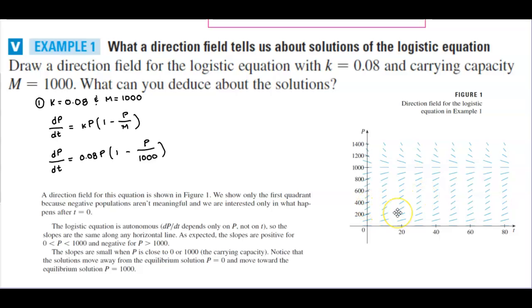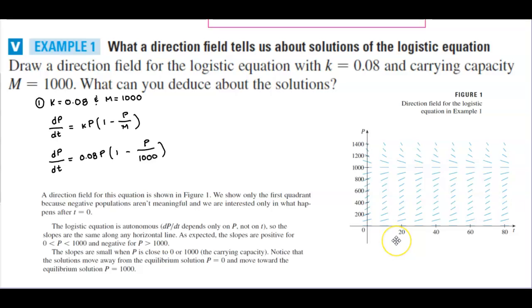We show only the first quadrant because negative populations aren't meaningful, and we are interested only in what happens after t equals 0. Now, the logistic equation is autonomous, meaning that dP over dt depends only on P and not on t. So the slopes are the same along any horizontal line. As expected, the slopes are positive for P in between 0 and 1000 and negative for when P is greater than 1000. The slopes are small when P is close to 0 or 1000, the carrying capacity.